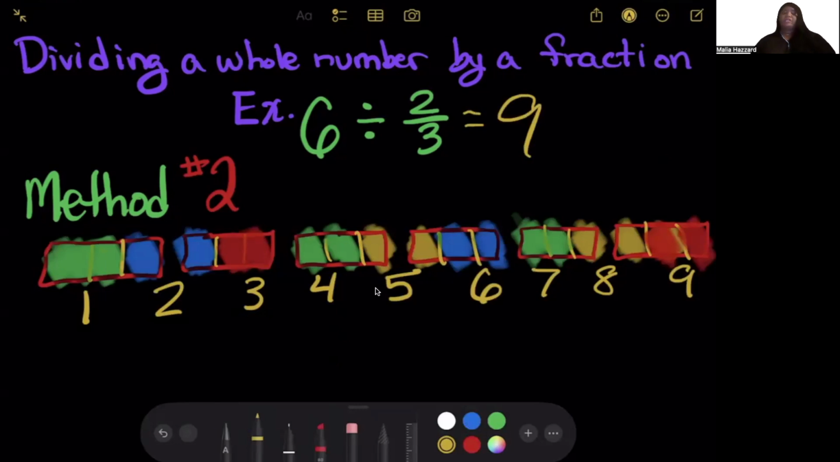Okay. To run back everything I just said for method number 2, I started off with having 6 total blocks. I divided each block into 3 pieces. Then for every 2 new pieces, that created a whole. I had a total of 9 wholes now. Okay. Let's try one more problem together using this new method.